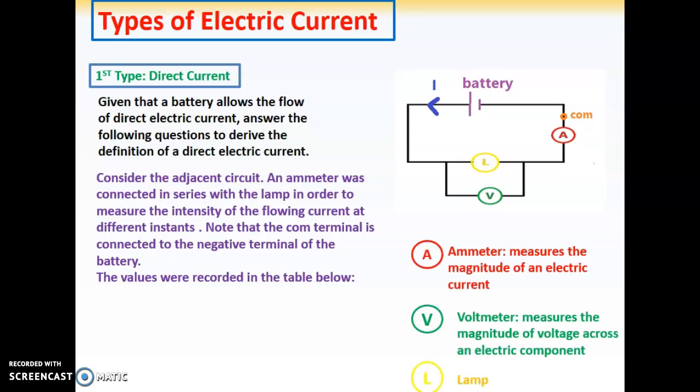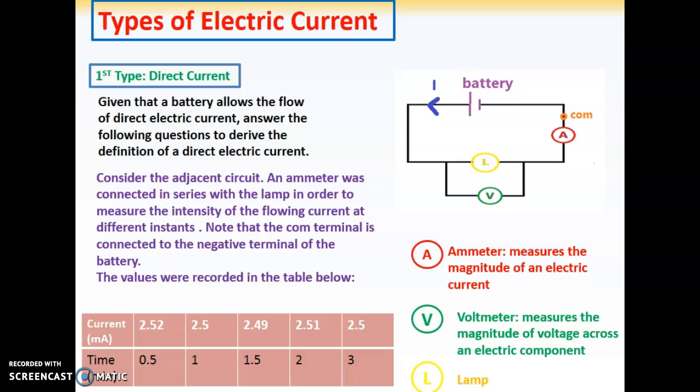Here I'm showing what each symbol corresponds to: A for ammeter, V for voltmeter, and L for the lamp. So the values indicated by the ammeter are recorded in the following table. After 0.5 minutes from the beginning of the experiment, the ammeter was indicating 2.52 milliampere. Then after 1 minute, 2.5, after 1.5, 2.49, after 2 minutes, 2.51, and after 3 minutes, 2.5.